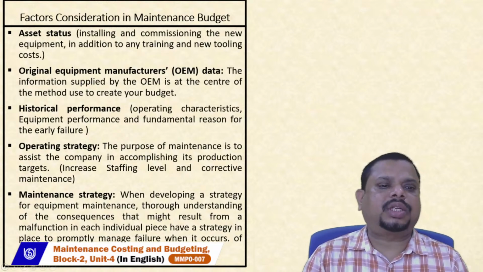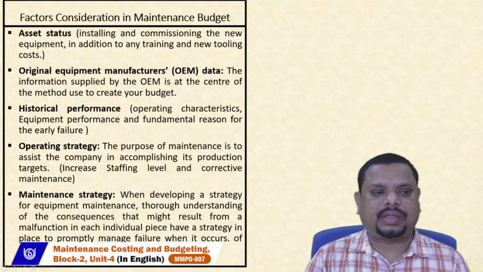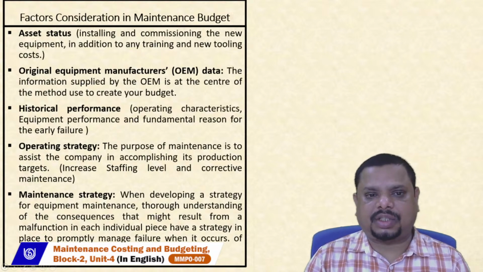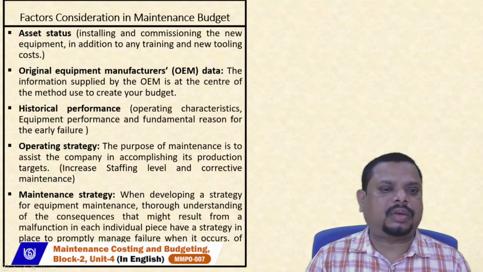The next one is original equipment manufacturer data. The information supplied by the original equipment manufacturer is at the center of the method used to create the budget. Without the specification of your machines, which is earlier provided by the manufacturers, it is very difficult to go for maintenance budgets.